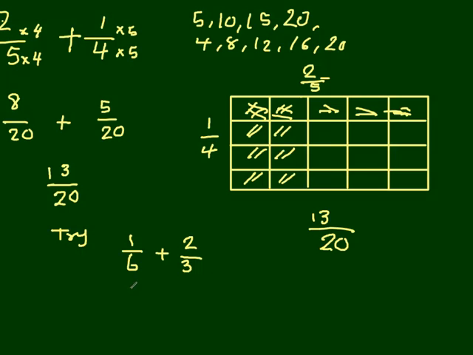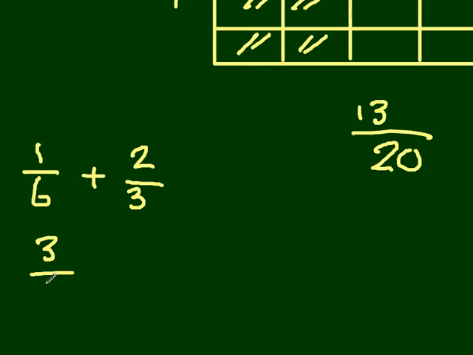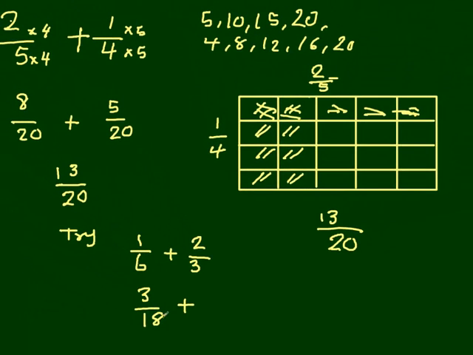Right, what we do is we multiply the first fraction by the second denominator, which gives me 3/18. 3/18 is actually the same as 1/6, but it's an equivalent fraction, equal to that. And multiply the second fraction by 6, so that gives me 12 out of 18. And when I add the numerators up, I get 15 out of 18.